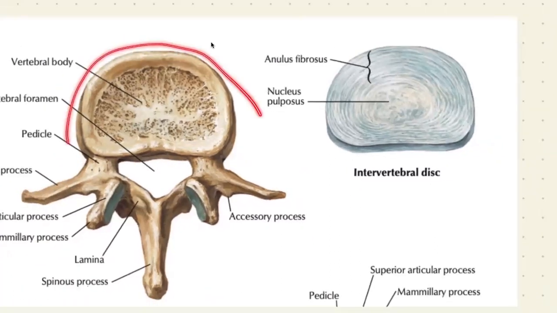Which vertebra is this, doctor? This is a lumbar vertebra. Would you tell me the identifying points of the lumbar vertebra? Why do you think it's a lumbar vertebra? The vertebral body is massive, and we can see it is kidney shaped from superiorly. Okay.